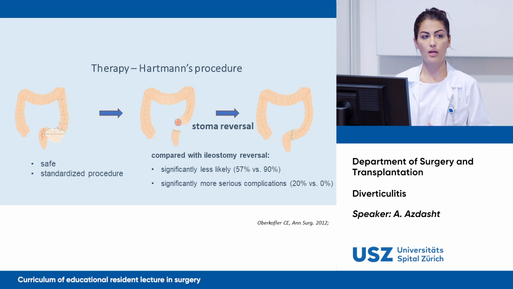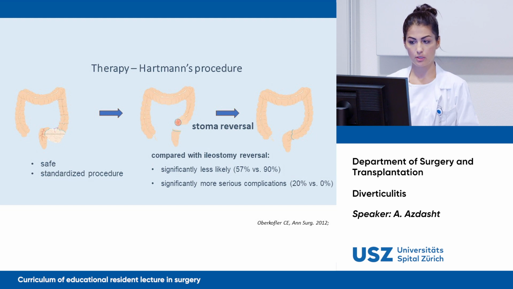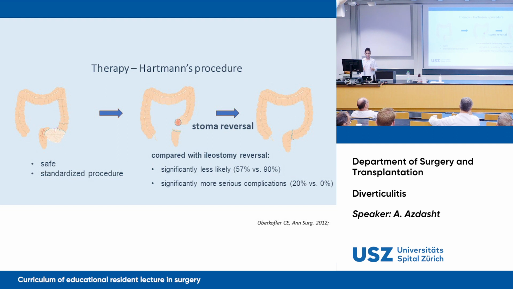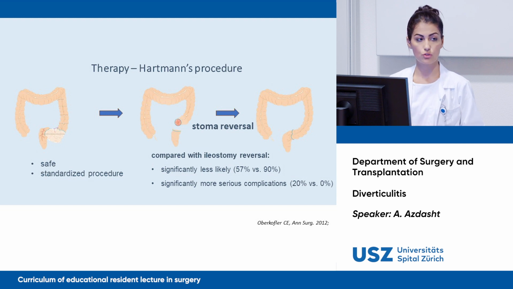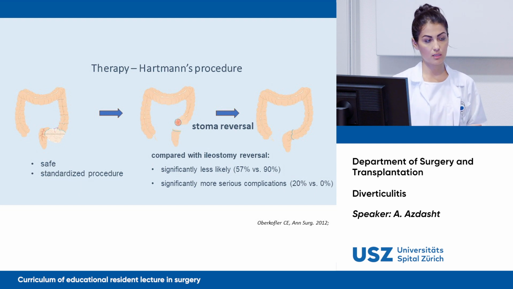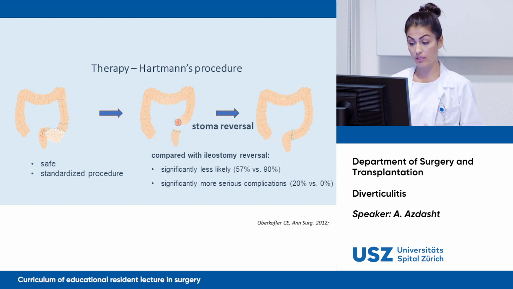So why do we prefer Hartmann's procedure in an acute situation like a free perforation? We choose it because it's safe. It's a standardized procedure. We don't have any anastomosis that can lead to an insufficiency. So this is the absolute positive aspect of the Hartmann procedure. On the other hand, you have to take into consideration that the stoma reversal has a lot of complications. And compared with an ileostomy reversal, we have significantly more serious complications. So even in 1/3 of the colostomies is not even reversed.